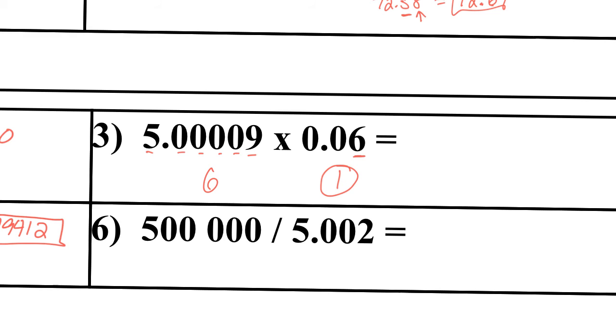Now for my calculator, 5.00009 times 0.06. The number in my calculator is 0.30004 zeros, 54. I have one significant figure. So decimal's present, I start from this side. I'm looking at the 3. It's followed by a 0. So my final answer is going to be 0.3.